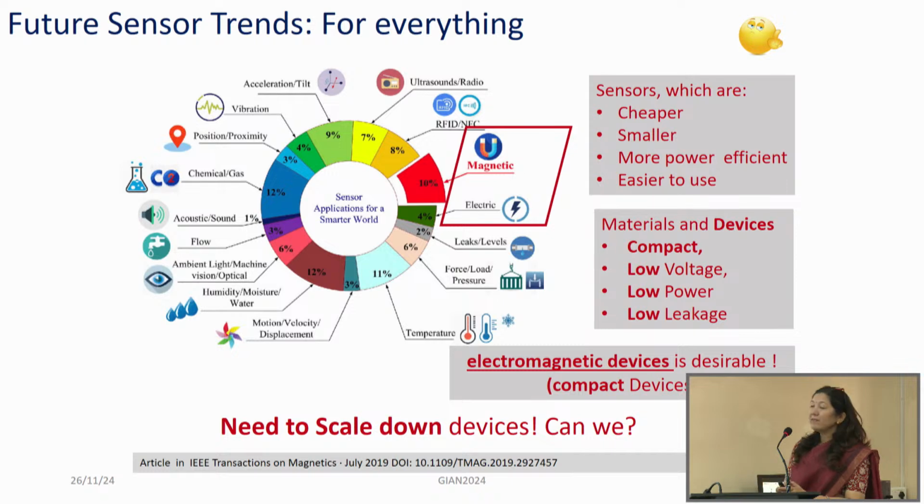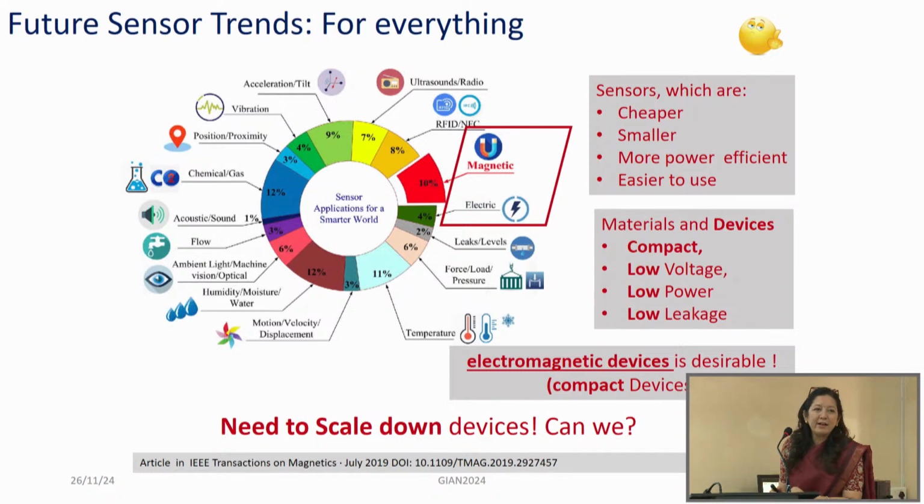And the materials and devices that we need to work on for the Internet of Things should be compact, low voltage, low power and low leakage. All of this needs to be achieved to sustain the world that we are progressing towards, right? So magnetoelectric devices are desirable because we have seen the trend, and electric and magnetic sensors are desirable and useful in various applications. But we need to scale down the device.